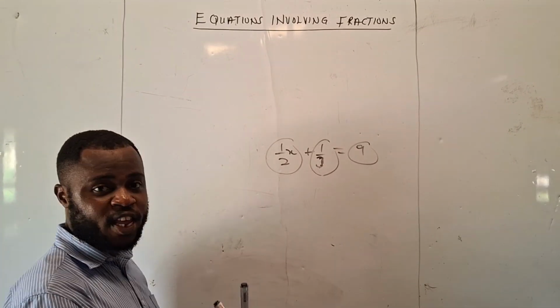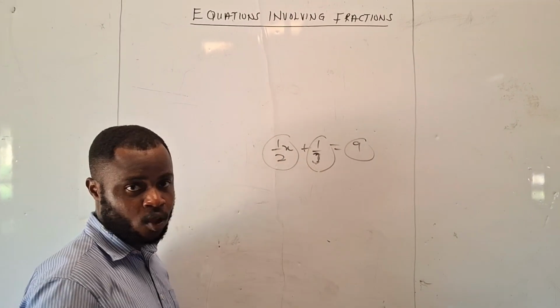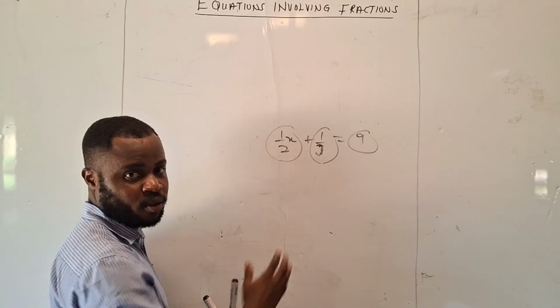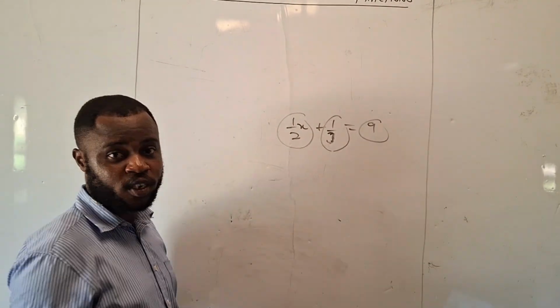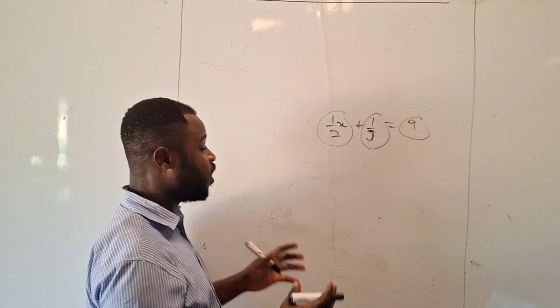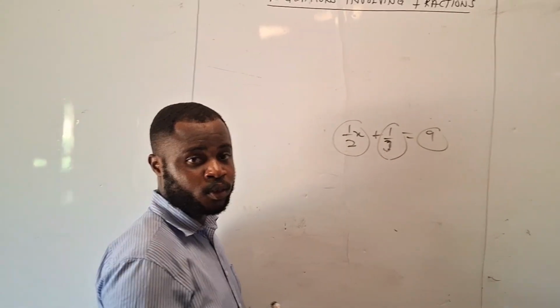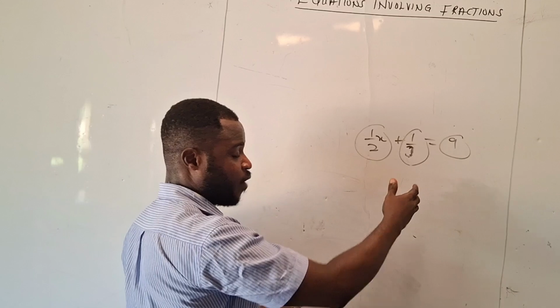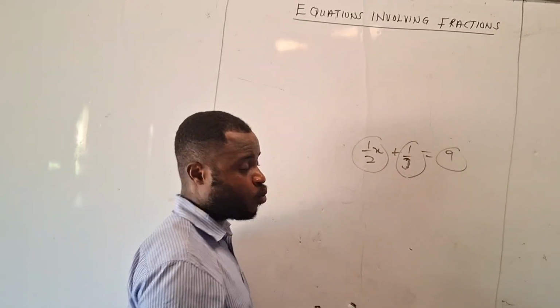So here, you find the LCM of the denominators. What will be the LCM for 2 and 3? I've done addition and subtraction of algebraic fractions, so go and watch that video. You know how to find the LCM of a given fraction. So the LCM for 2 and 3. I've told you the easiest one, I will let you understand it.